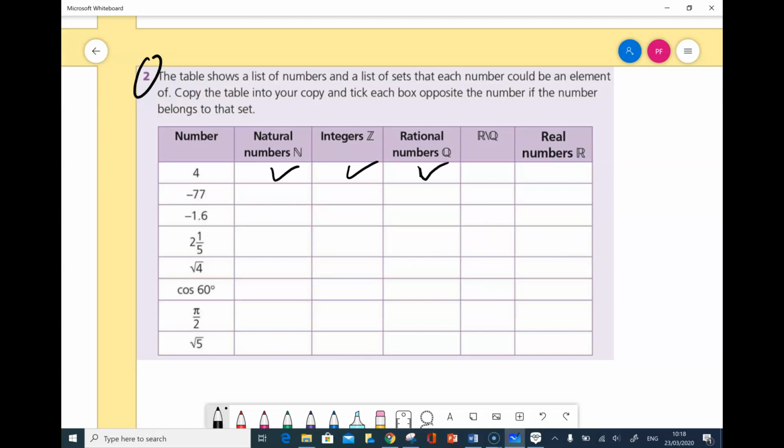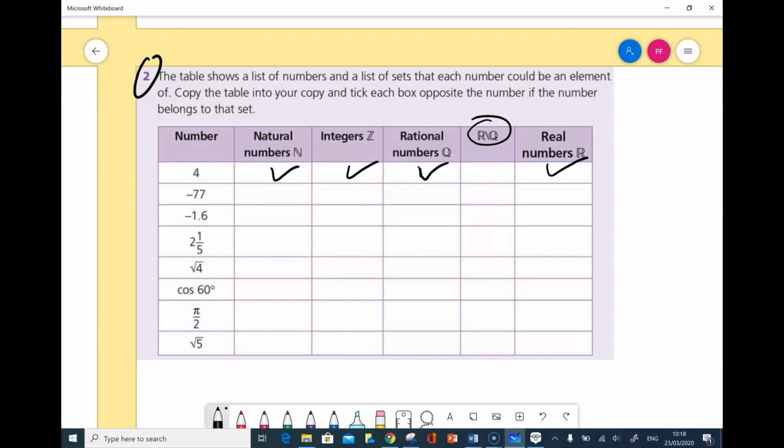Yep. Is it real but not rational? What they're asking here is that means real but not rational. So is it an irrational number? No, it is not an irrational number. Is it a real number? Yes, it is.